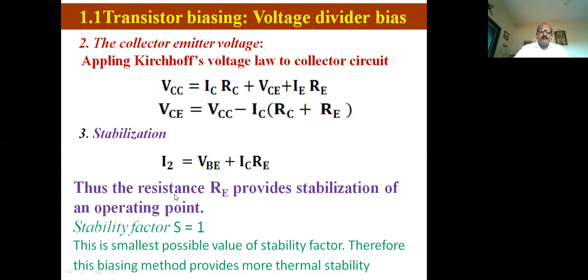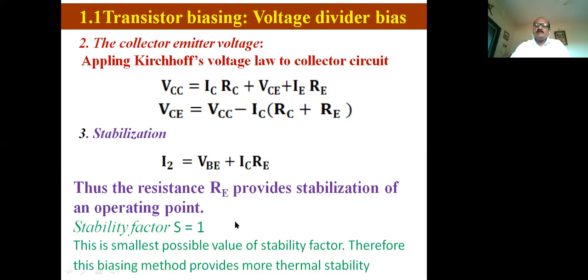Now here we have to say how this circuit makes a stabilization of the operating point. We have seen that. After that, the next parameter is the stability factor. The value of the stability factor for this voltage divider bias is equal to 1.